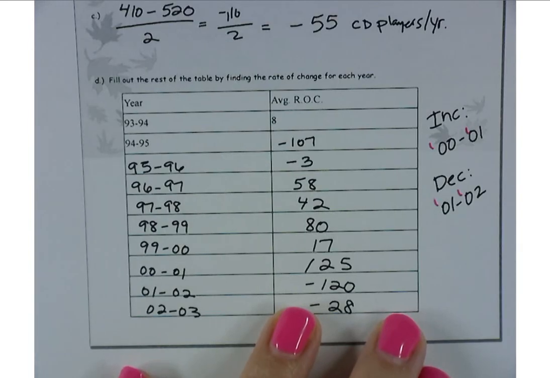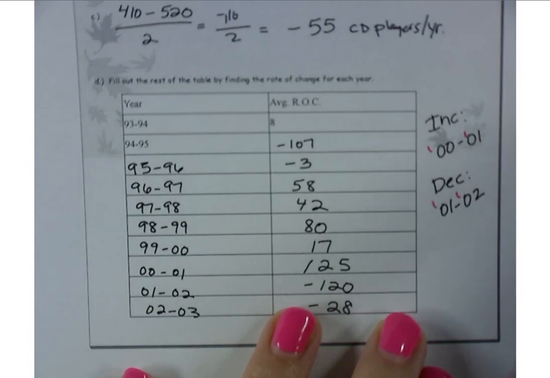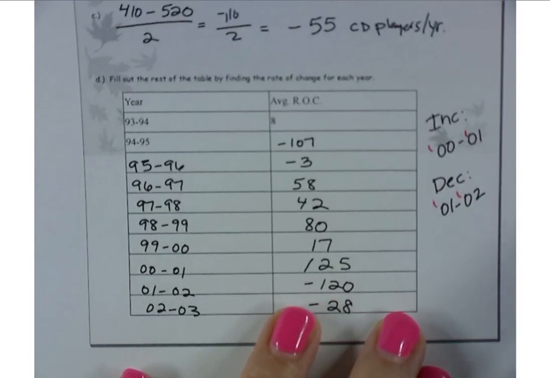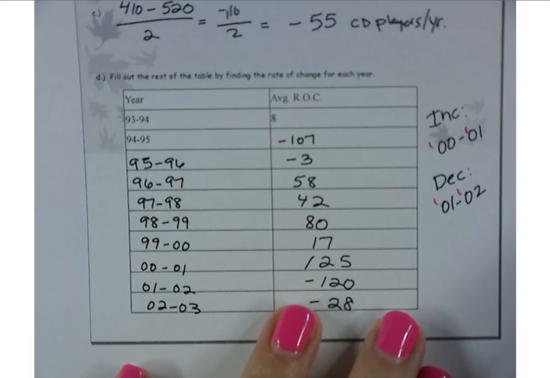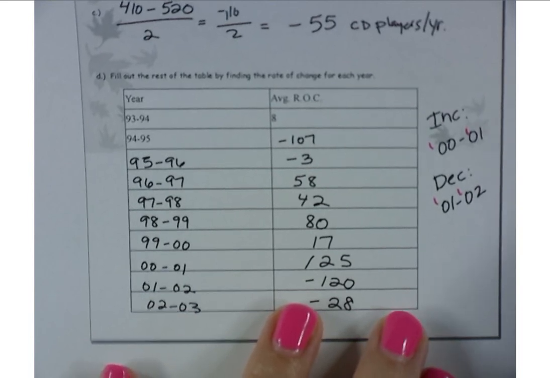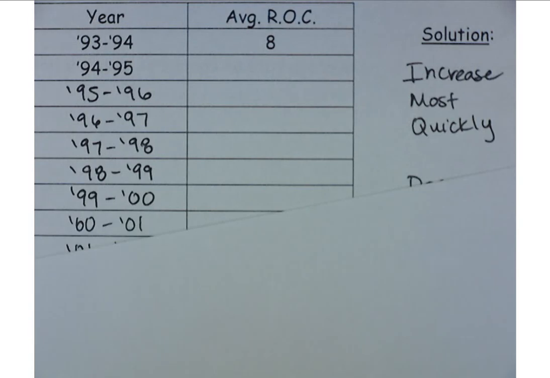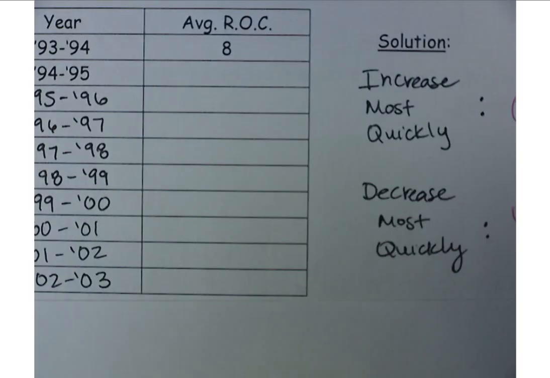Okay, so the increasing interval would be 2000 to 2001. Your decreasing interval is 01 to 02. And that's why I wrote solution on your paper, so that's where your solution is. Okay, so you have the increase and the decrease. And for this one, I don't know why, but I put them on this side.